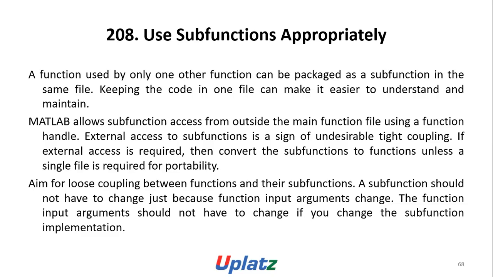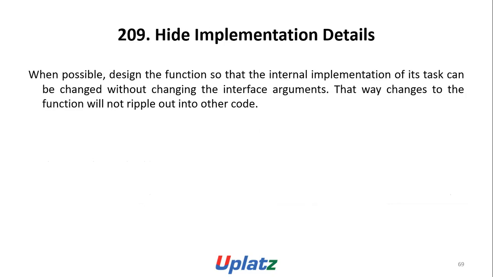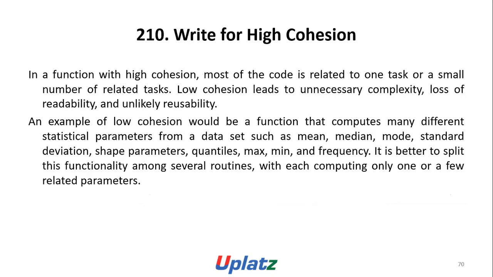Aim for loose coupling between functions and their subfunctions. A subfunction should not have to change just because function input arguments change. The function input arguments should not have to change if you change the subfunction implementation. Hide implementation details when possible. Design the function so that the internal implementation of each task can be changed without changing the interface arguments. That way, changes to the function will not ripple out into other code.